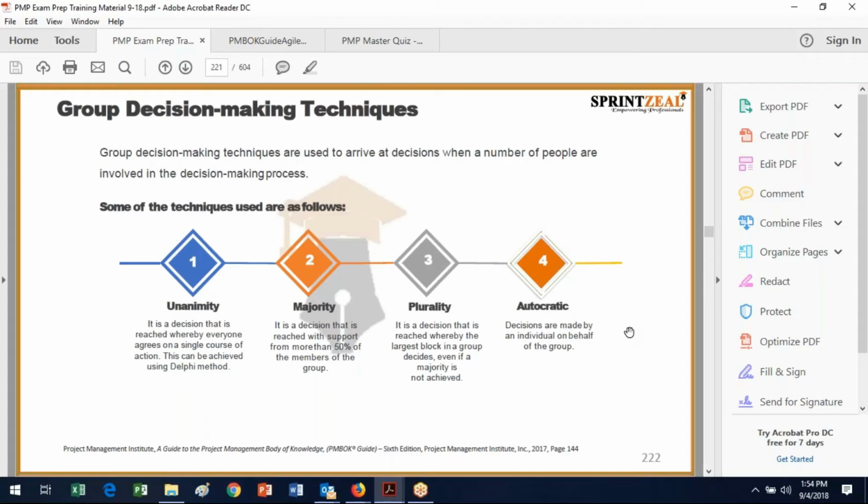Okay, then next we're going to go on to how the group decision-making techniques can be carried out. Certainly one way is to say that you've got to have unanimity. The good thing about unanimity is everybody agrees. The bad thing is everybody's got to get to that point, and that might take a long time, and it might not even be possible. So one method would be the Delphi technique.